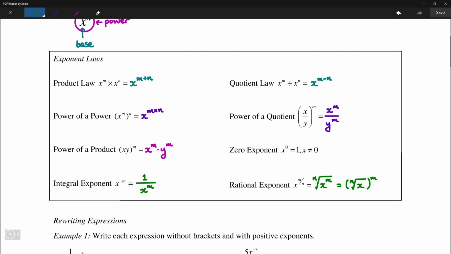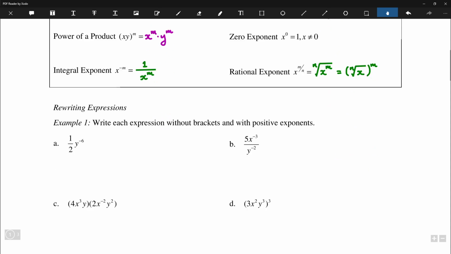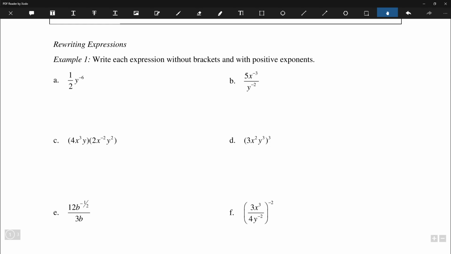So one of the things that we can use the exponent laws for is to rewrite exponential expressions. So in this example, we're going to rewrite each expression using only positive exponents and with no parentheses. In this first case, we have 1/2 and then y to the negative 6th power. This can be rewritten as 1 over 2y to the 6th power, since the negative exponent allows us to just take the reciprocal.